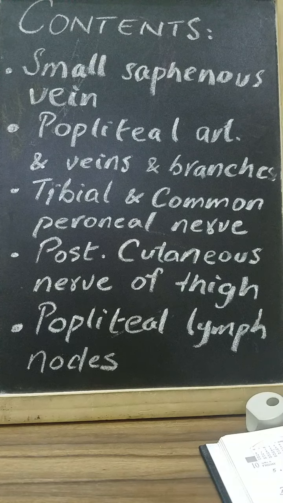Then you also have the posterior cutaneous nerve of the thigh, and along with that you also have the popliteal lymph nodes and the lymphatic vessels within the popliteal fossa. So these are all the contents of the popliteal fossa. We've already talked a little bit about the small saphenous vein and how it terminates into the popliteal vein. The popliteal artery, its branches, and the popliteal vein and its tributaries we will discuss in tomorrow's lecture. Now let's talk about the tibial and the common peroneal nerve a little bit.